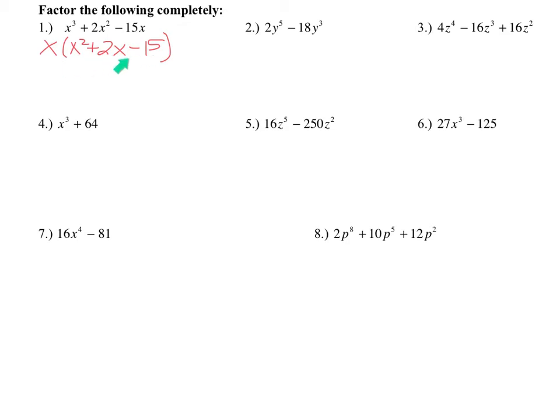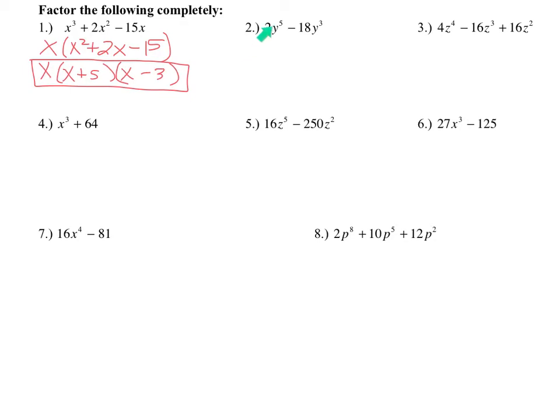Now I have a trinomial, so I'm going to attempt to factor that with reverse FOIL. So I know my first terms have to multiply to x squared, so it's got to be x times x. My last terms have to multiply to negative 15, but add to positive 2 in the middle, so I need positive 5, negative 3. And there we are, completely factored.